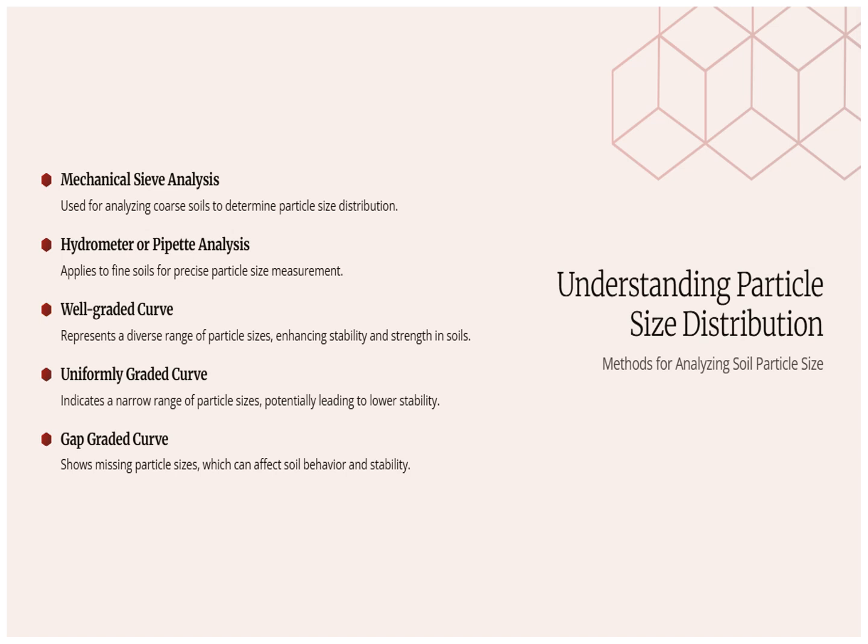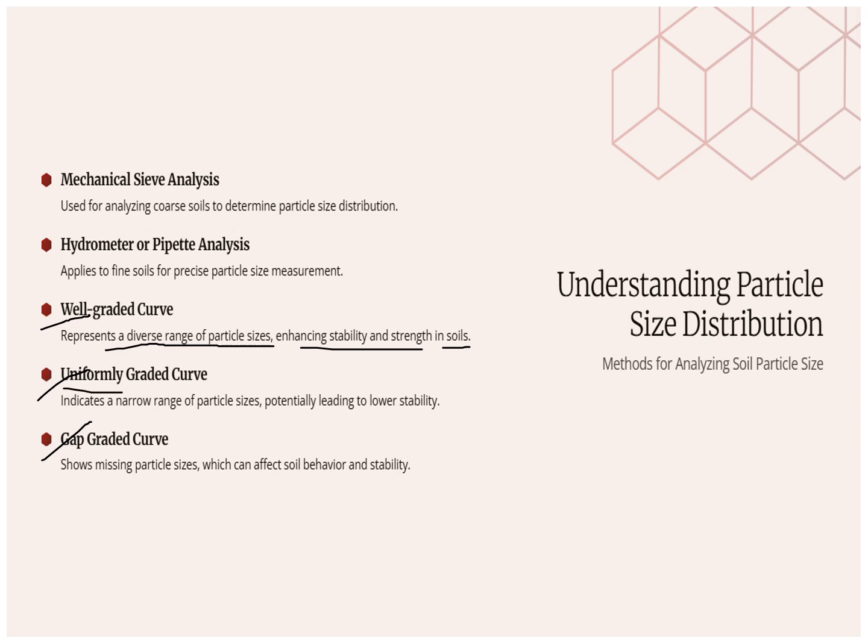So these are the three types of curves: well graded curve, uniformly graded curve, and gap graded curve. Well graded curve represents a diverse range of particle sizes, enhancing stability and strength in the soil. These types of curves are drawn on a semi-logarithmic graph.